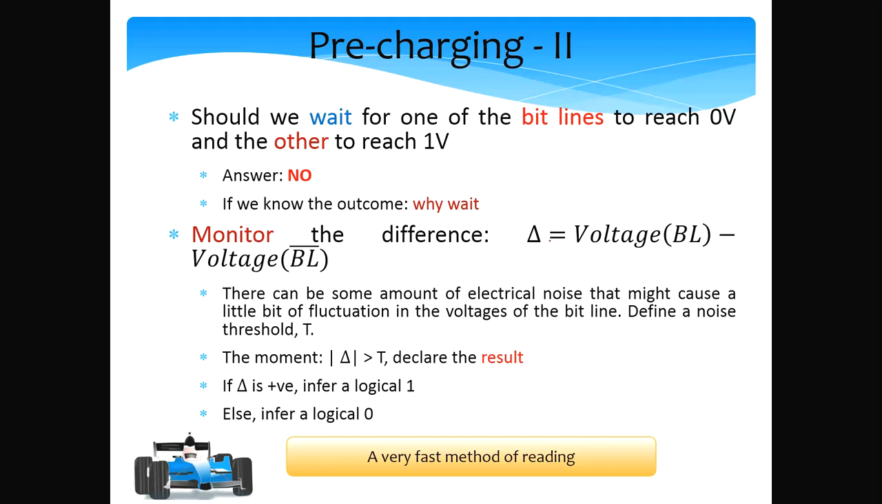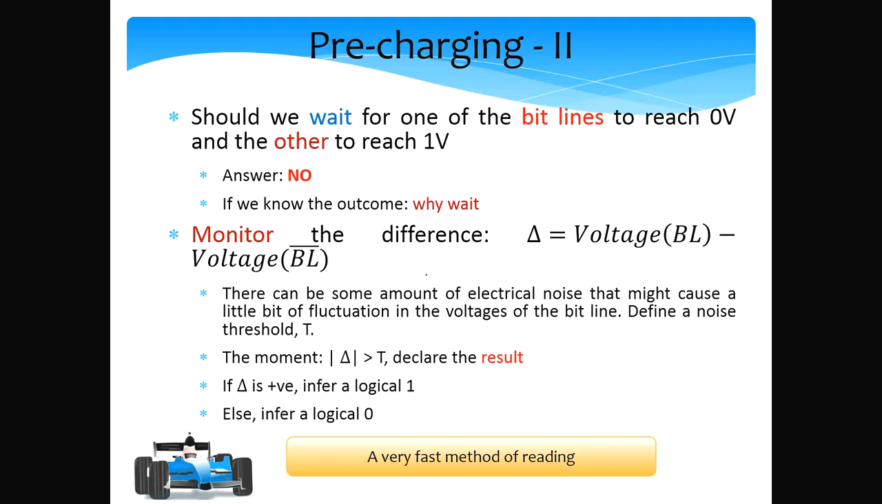Let's monitor the difference delta, which is the voltage of BL minus the voltage of BL bar. There can be a little bit of electrical noise in the system. Why is this the case? You would have typically seen that if you turn on some electrical appliance like a microwave oven or a washing machine, there is a little bit of noise in your phone. That is basically because of a little bit of inductance happening. So it's possible that inside an SRAM also we have a little bit of electrical noise. So let us define a noise threshold and call it T. This is the amount of random noise that can come on a copper wire.